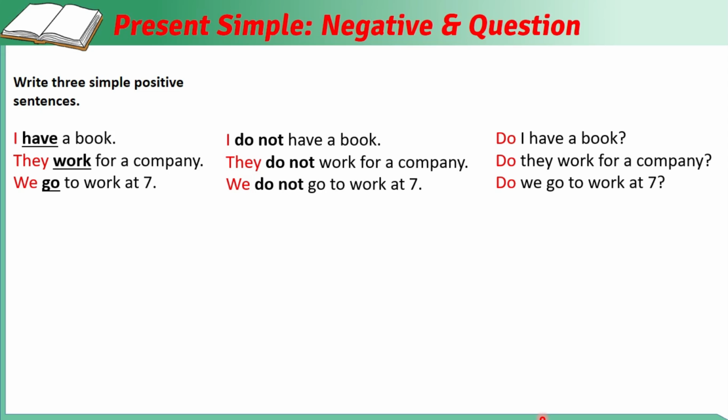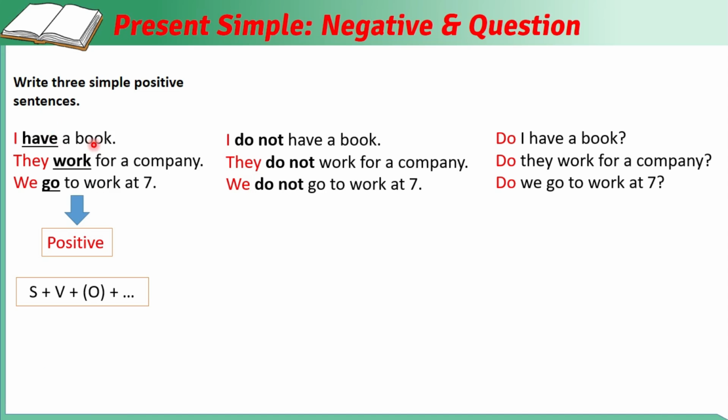Okay, let's check the form all together. The first one we call positive sentence. So the form of positive sentence is subject, verb, object. You can see the word that I highlight red. I, they, we call subject, and the word that I underline here we call verb. Okay, so positive form subject plus verb plus object.